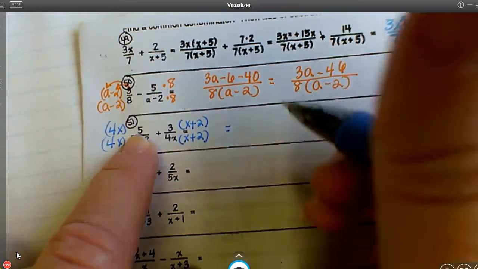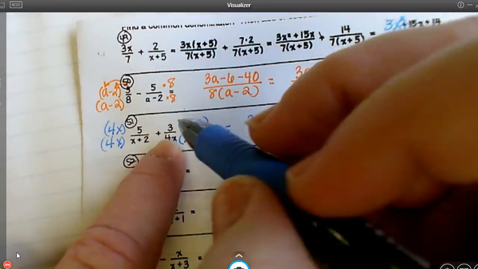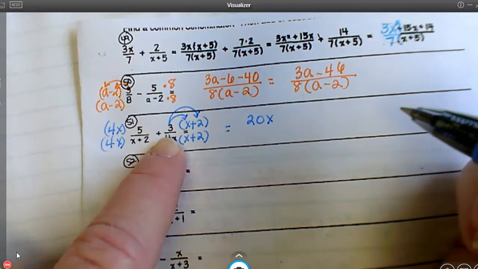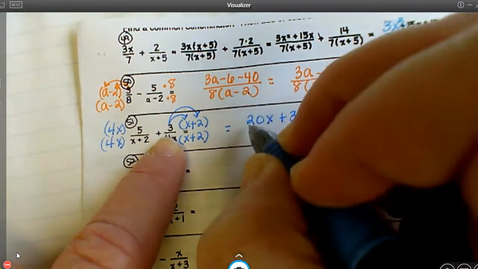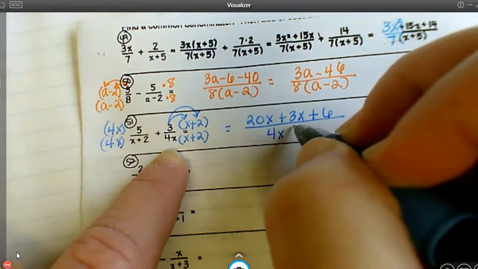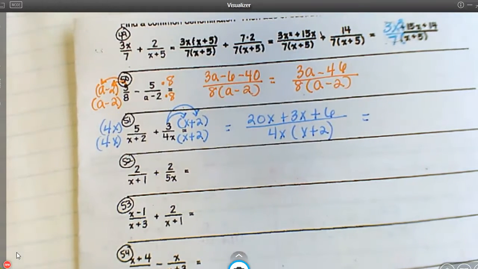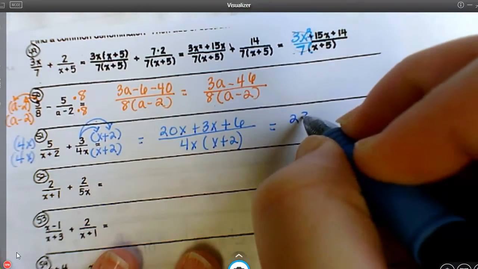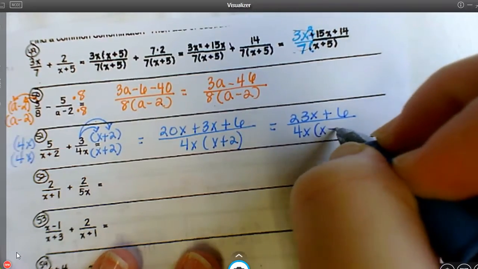Alright, the 4x times the 5 is going to make 20x. And then plus, the 3 has to multiply by the x and the 2. So that would be plus 3x plus 6 over your 4x and your x plus 2. And then you're not finished, because we want to combine those, so we get 23x plus 6 over 4x times x plus 2.